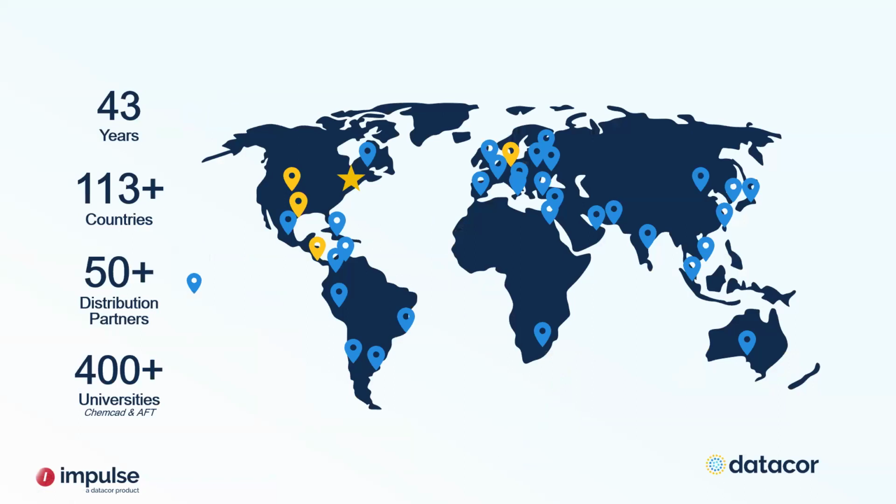A little bit about who we are. DataCore has been around for 43 years. We have many software products, including engineering simulation. These products are sold in over 100 countries with dozens of distributors around the globe, and our engineering simulation products are used in over 400 universities.